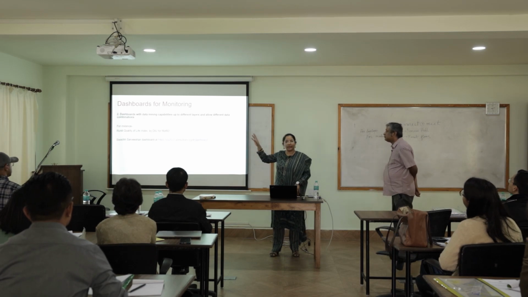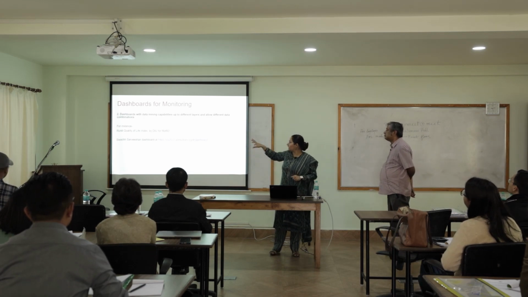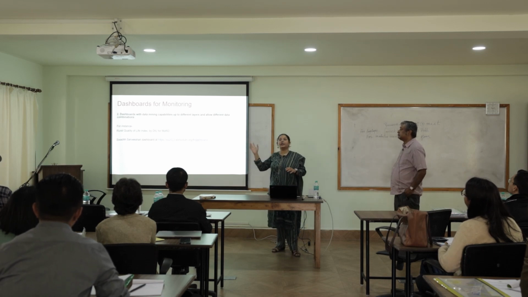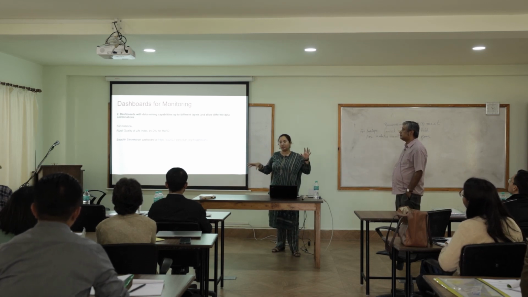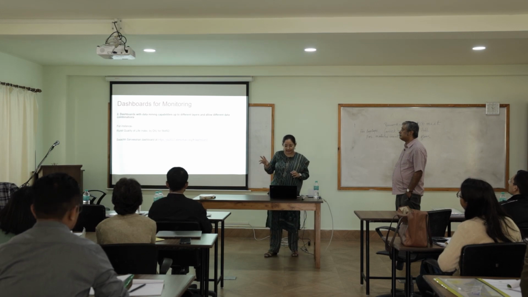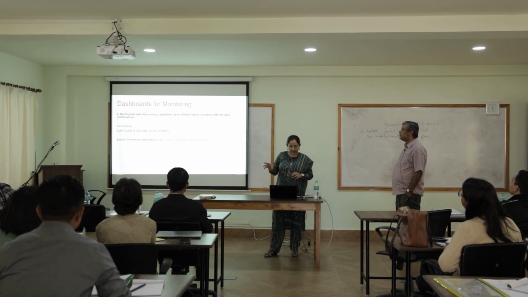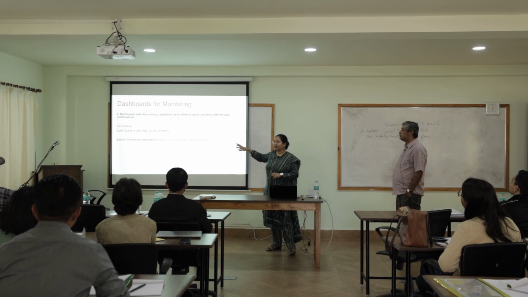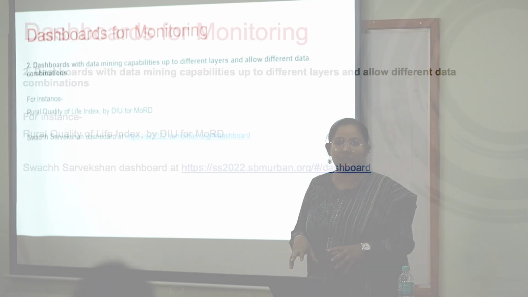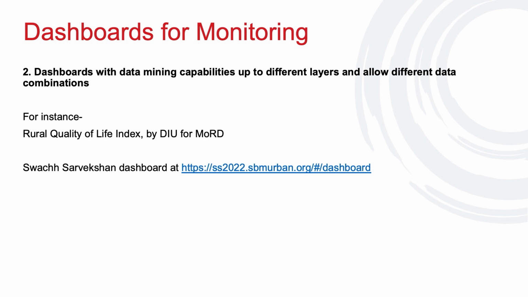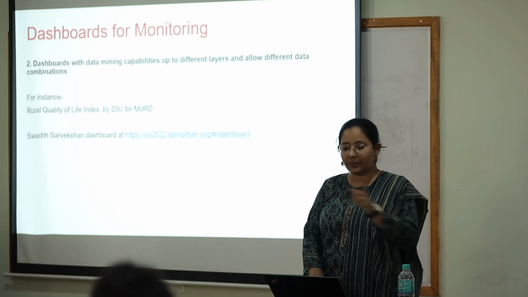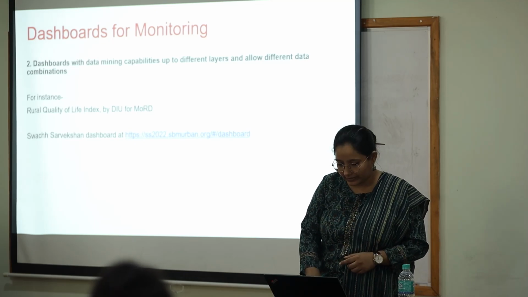Now here comes the micro level picture. The second type of dashboard is dynamic dashboards, where you can drill down further from macro to micro level. There are two use cases here. One is the Rural Quality of Life Index, and the second one is the Swachh Sarvekshan dashboard. The Rural Quality of Life Index is proprietary to the Development Intelligence Unit, and it's a product made for the Ministry of Rural Development. We'll come to it later, but I'd first like to take you through the Swachh Sarvekshan dashboard. We'll dive deep into the Rural Quality of Life Index later.